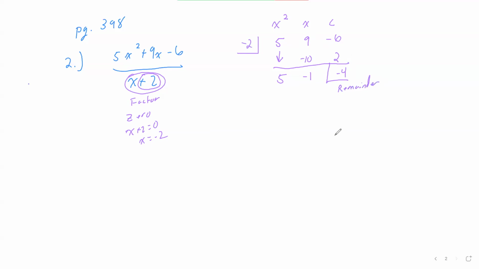So when you write this answer out, you decrease by a degree. So instead of x squared, this goes to 5x. Instead of x, this becomes your constant. And then to do the remainder, this is like your q of x, and then you'll say plus r of x, which is the remainder, so that's -4, divided by what you were dividing by, which is this x plus 2.